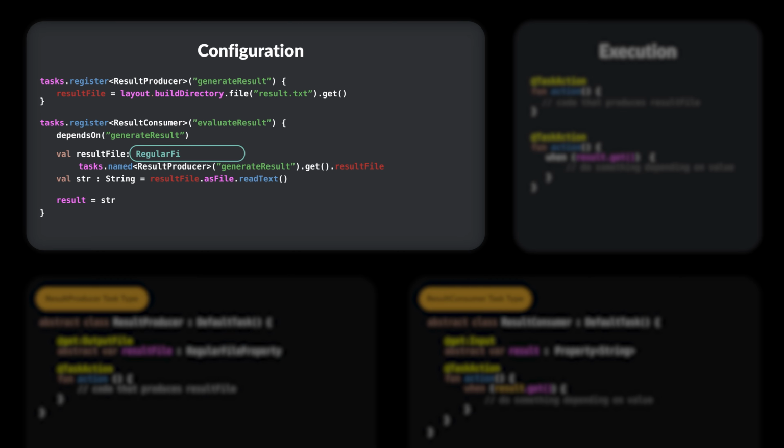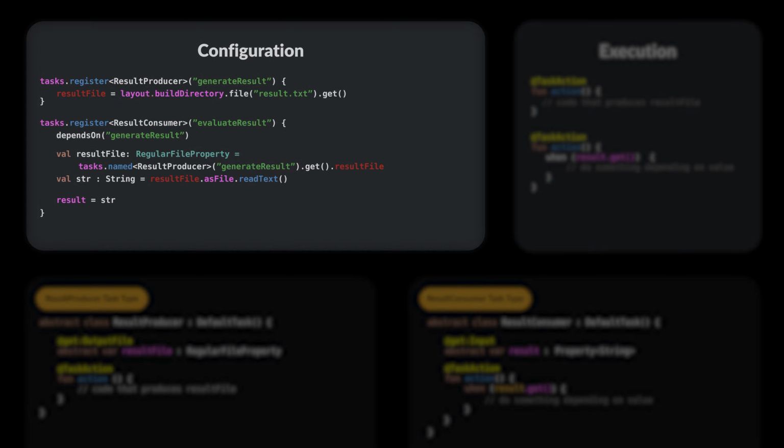Now we can update the evaluate result task. Now we have a property that provides a regular file. We need to have a provider that will defer the reading of the file and return a string from it. So we need to transform the regular file property to a string provider. This can be done using the map function.